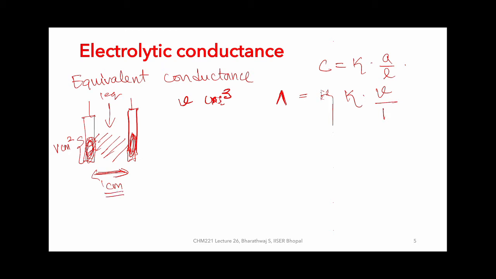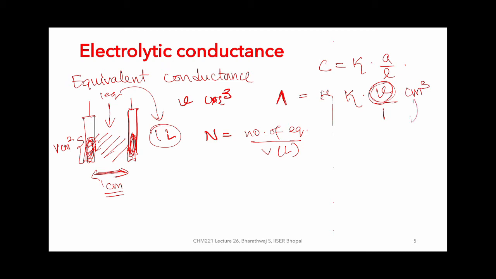But remember one thing, we are talking about equivalents in 1 liter. Just to quickly give you a definition, I'm sure you remember from school, normality is defined as the number of equivalents divided by volume of solution in liters. But currently, we are defining volume in centimeter cube. So if you convert centimeter cube, which is ml, into liters, a factor of 1,000 comes in. Therefore, equivalent conductance is given by kappa times 1,000 by C, where C is the concentration in equivalents per liter.